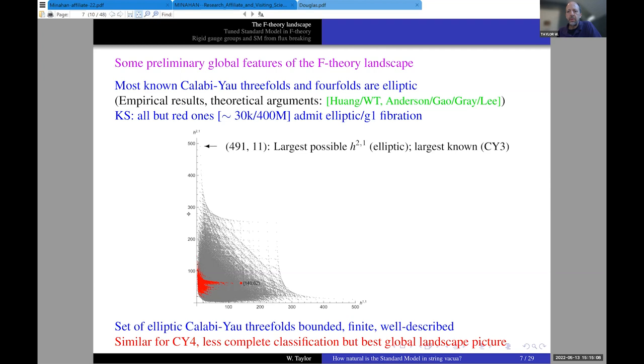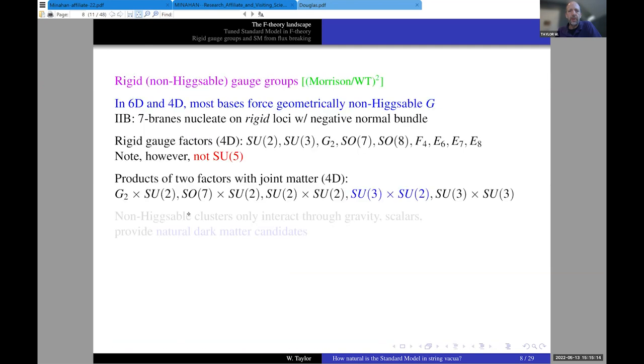Any questions? Okay, so what do we learn by looking at this big landscape of F-theory models?